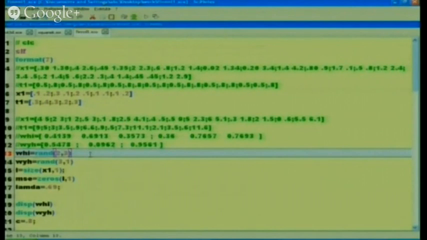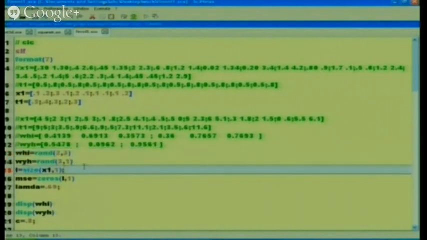So this is randomly initialized rand(2,3), because we are using 2 inputs and 3 hidden neurons. How many sets of weights do you require? 2 by 3, because each input neuron is connected to every neuron of the hidden layer. Then WYH, between output and hidden, is rand(3,1).